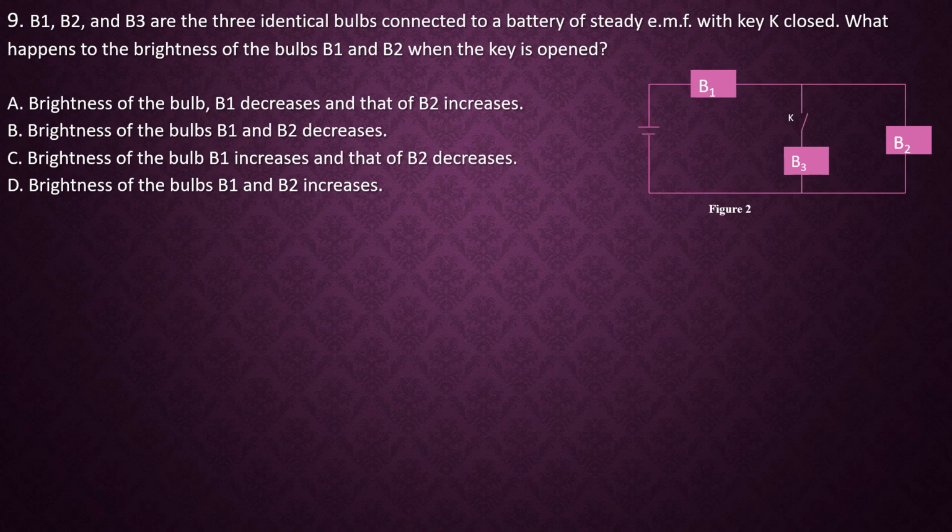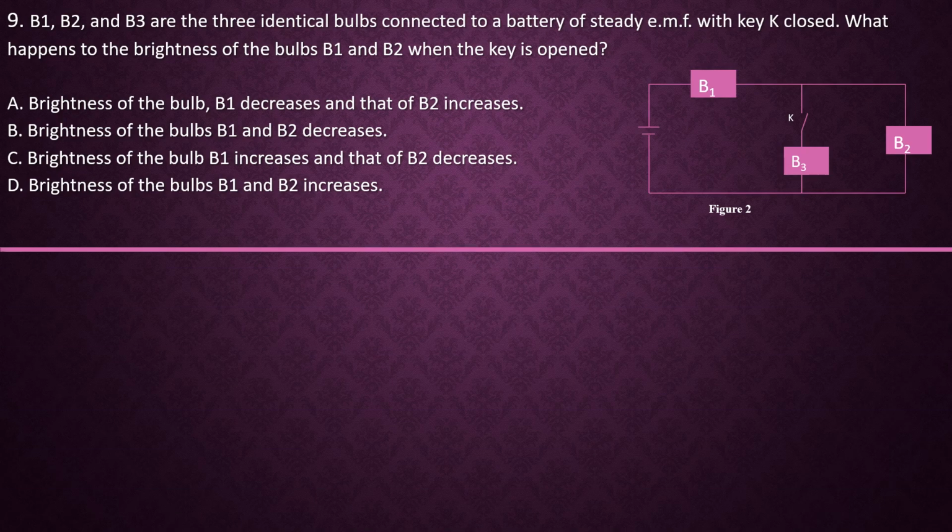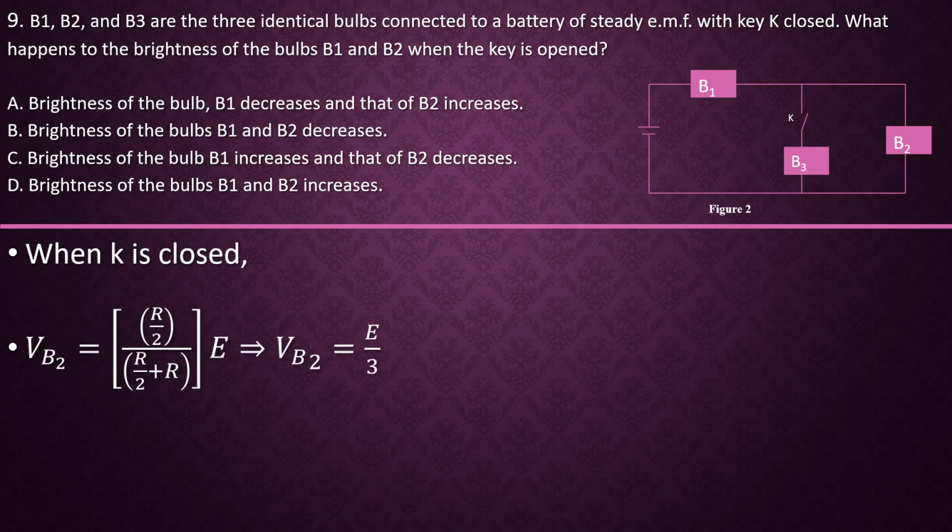B1, B2, B3 are 3 identical bulbs connected to a battery of steady EMF with key K closed. What happens to the brightness of the bulbs B1 and B2 when the key is opened? The very first thing is, when K is closed, B3 and B2 are in parallel. The PD drop across any one of them is equal to the PD drop across the combination of them. Because they are all identical, a combination of these two would basically be what?